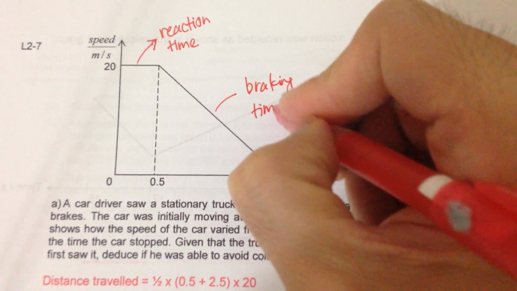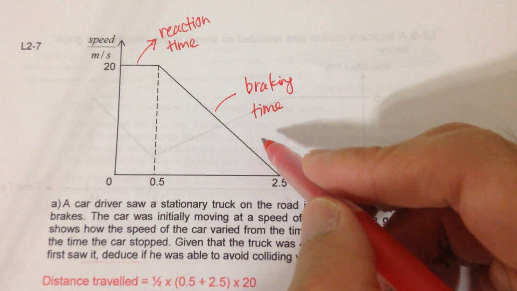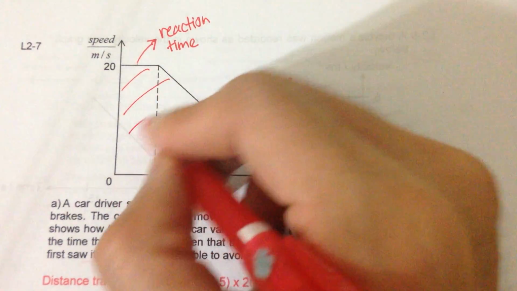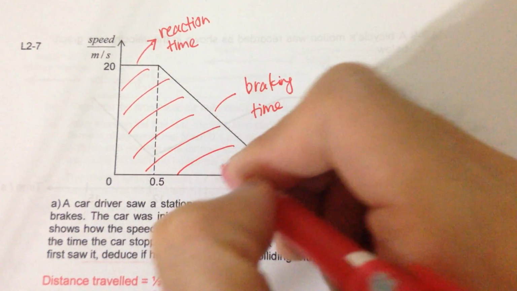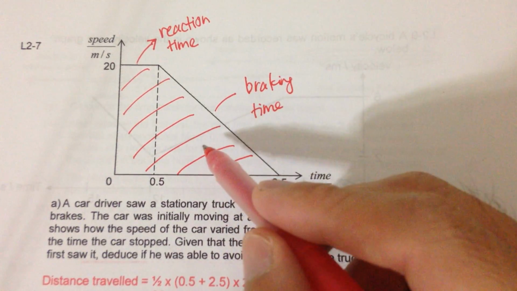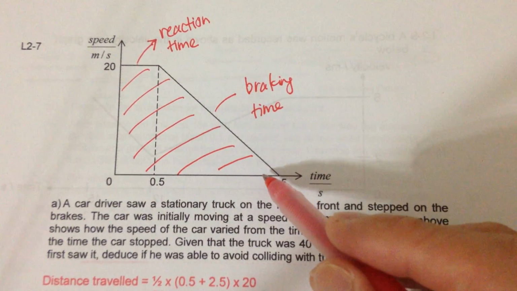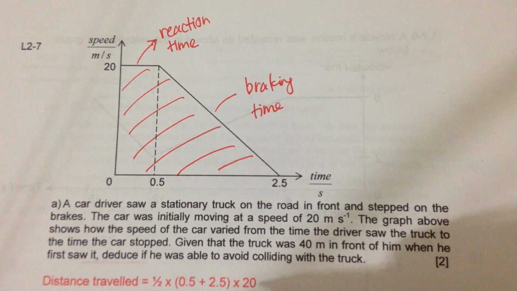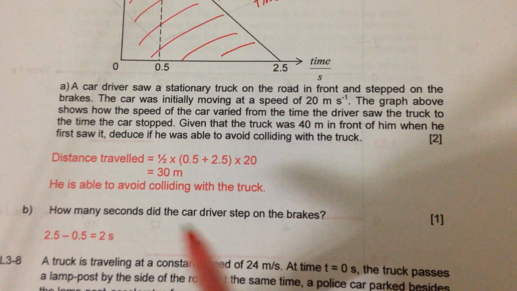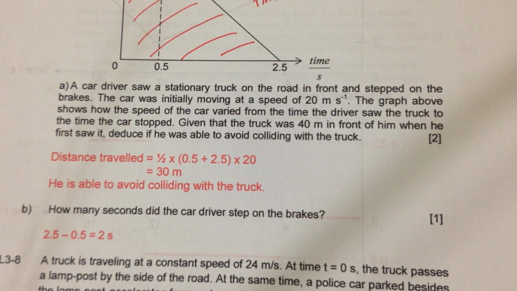Okay, so in order to find whether the car is able to stop in time, we have to take the area under the graph of the whole region, because the area under the graph will be the total distance covered by the car before it comes to a stop. Alright, so if you calculate this region, it will give you 30 meters, so the car actually avoided the truck.